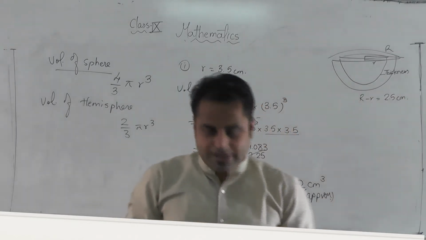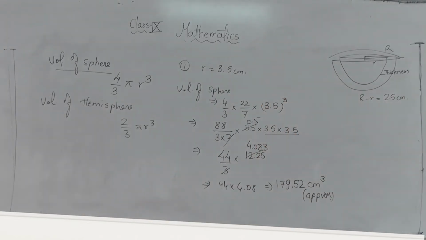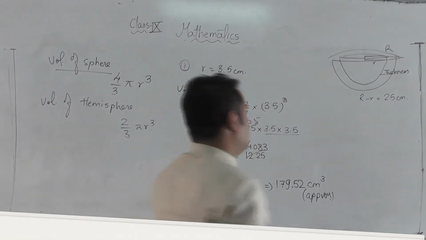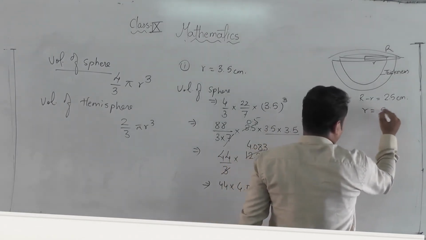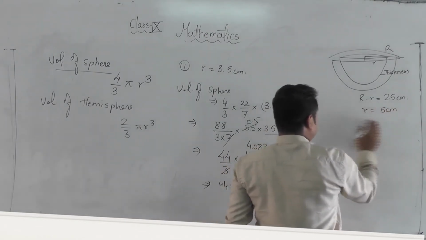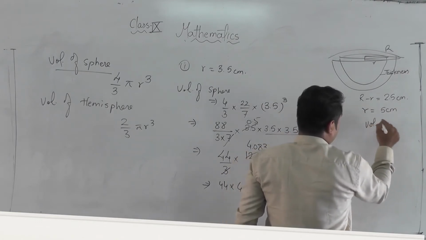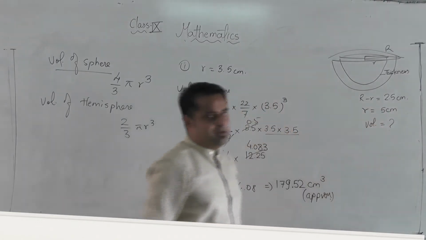It is made of steel, given in the question. Now what it says: the inside radius of the bowl is 5 cm. Find the volume of steel used to make the bowl. The inside radius, which is small r, is given as 5 cm. You need to find the volume of the bowl. Volume you need to find out.